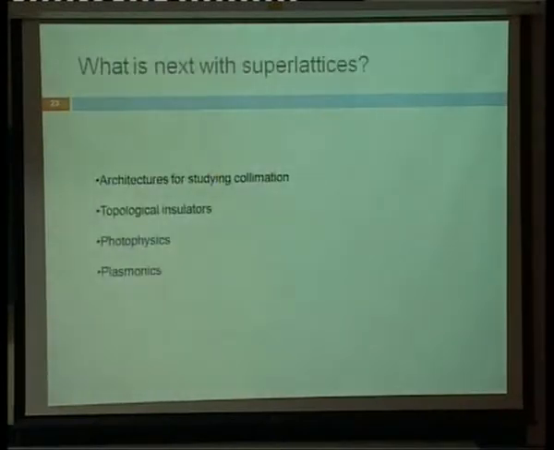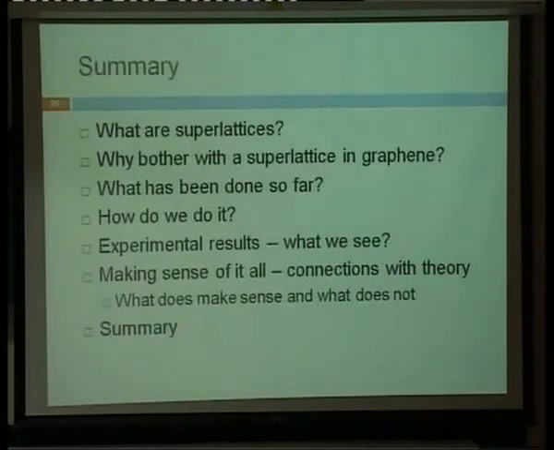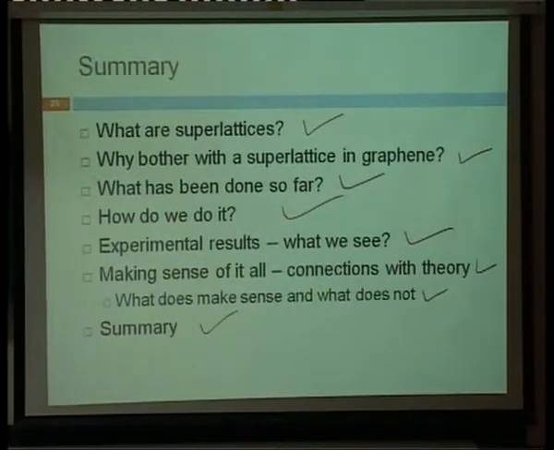So we have a cross-check within the experiment. There are lots of neat things that can be done with superlattices, including optics. This is sort of what I advertised, and I think I should be able to put a check mark against all of this. So that's really my summary.